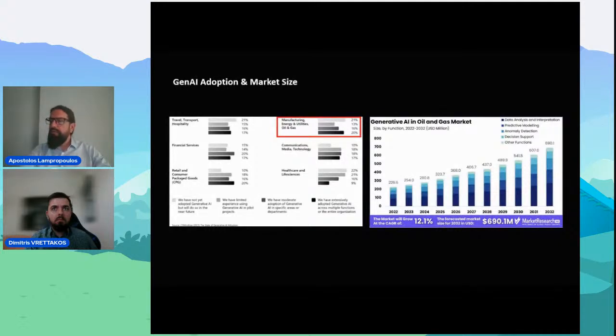What is very important is what we see on the right-hand side regarding the overall market size. And this is specifically for the oil and gas industry at the global level. Dimitri, what do you think about this one?